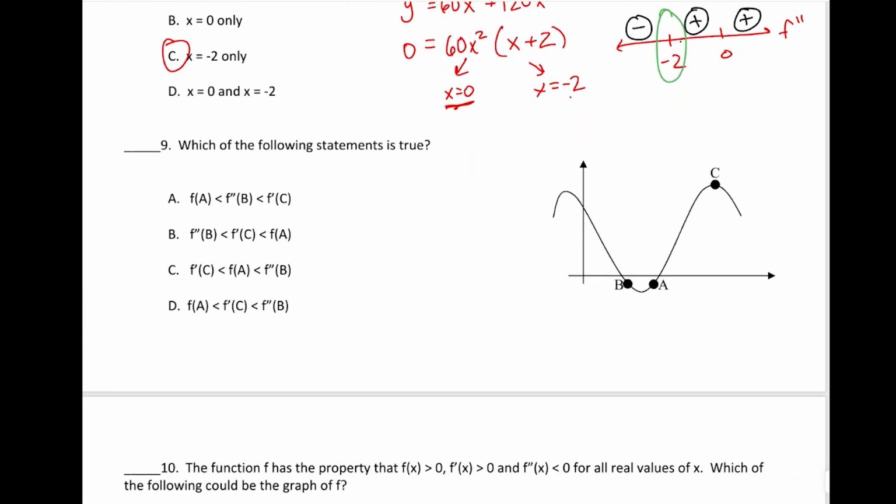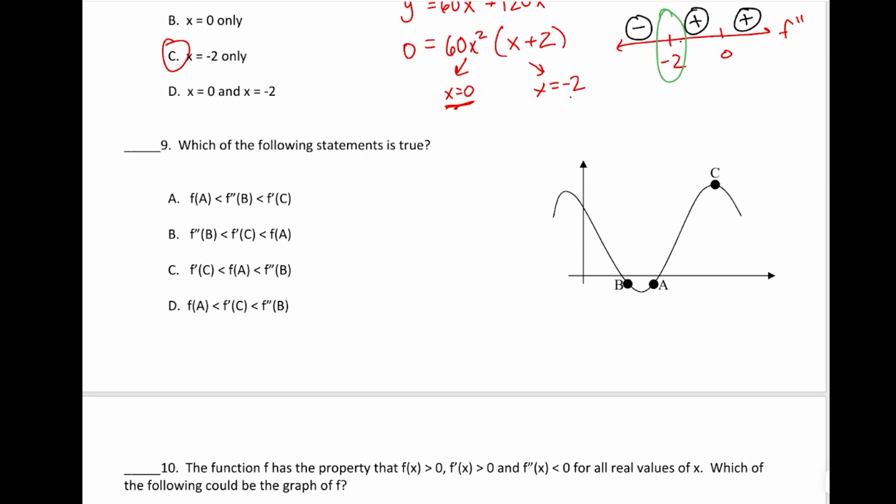Number 9 says, which of the following statements is true? And then it's comparing the values of f prime, and f double prime at these 3 points. So let's start with the first one. This could be a little challenging, like when you first look at it, because there's no numbers anywhere. So rather than thinking about numbers, what we want to be thinking about is, are these values positive, negative, or 0?